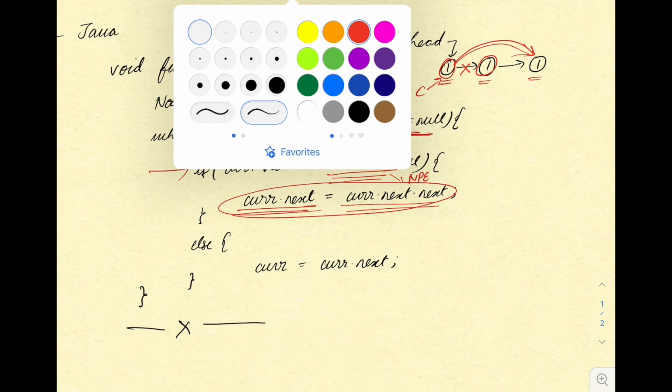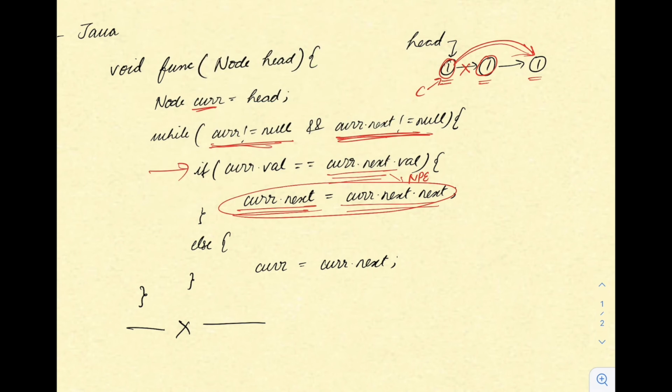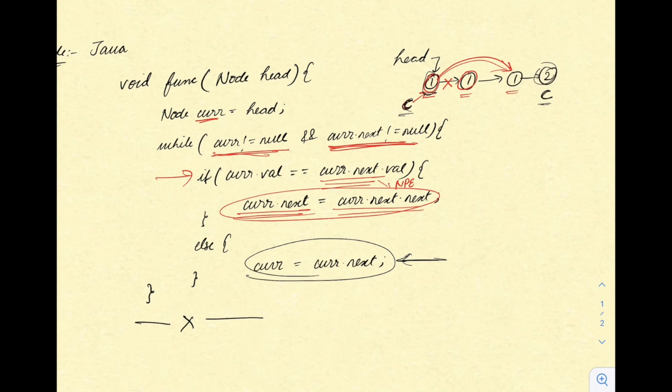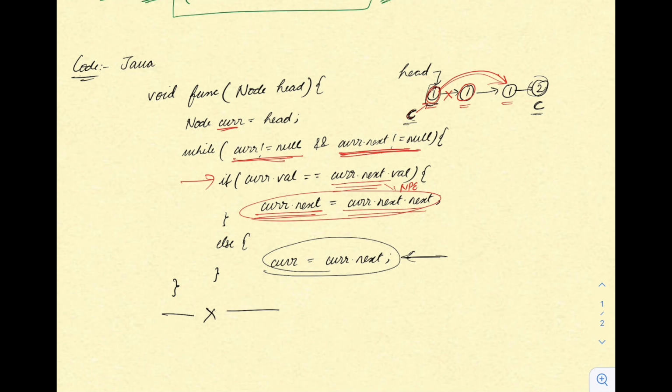But let's say these values are not equal, right? Let's say in the next step it is 2 here, then we have to move current from here to here. That is accomplished by this line. So we are moving current. If current as well as its next value are not equal, then in that case we are moving the current. So yeah, I hope this makes more sense and it is clear to you.